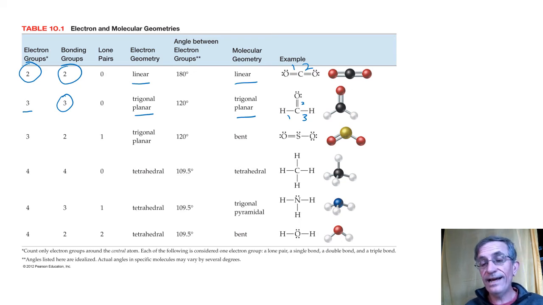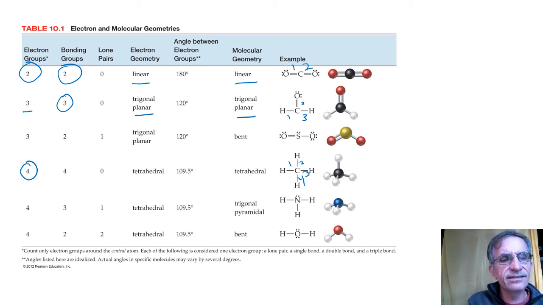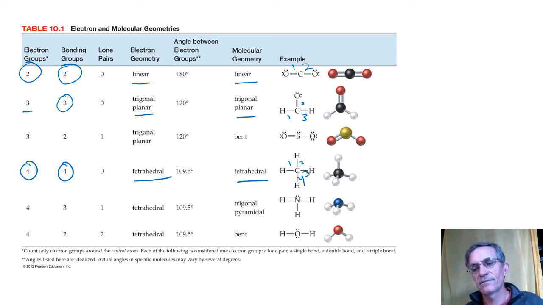Now, what if you have 4 areas around the middle atom? This time, there's actually more than one option. If there are 4 areas and they're all bonds, that's called tetrahedral. The atoms make a tetrahedron. The electrons make a tetrahedron.